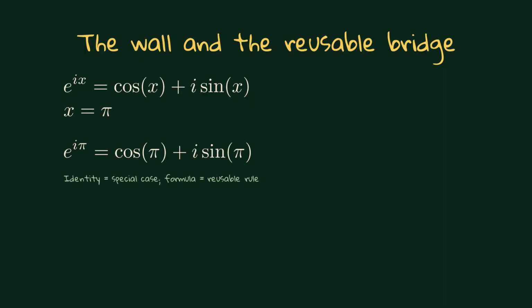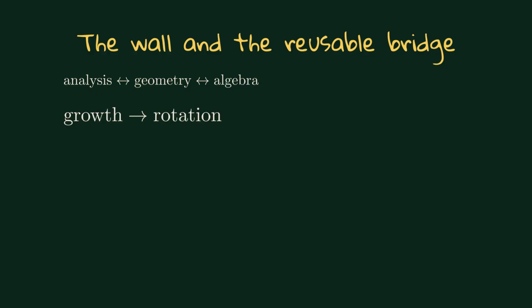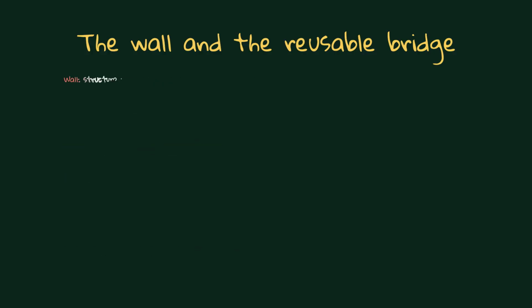That difference matters. If someone says the line proves all of reality is one hidden hole, they skip the lesson. The lesson is sharper than that. Analysis, geometry, and algebra can translate into each other. Growth can become rotation. Rotation can become algebra. Waves can become sums of complex exponentials. That is the reusable part. At the start, the 5 constants looked like strangers.